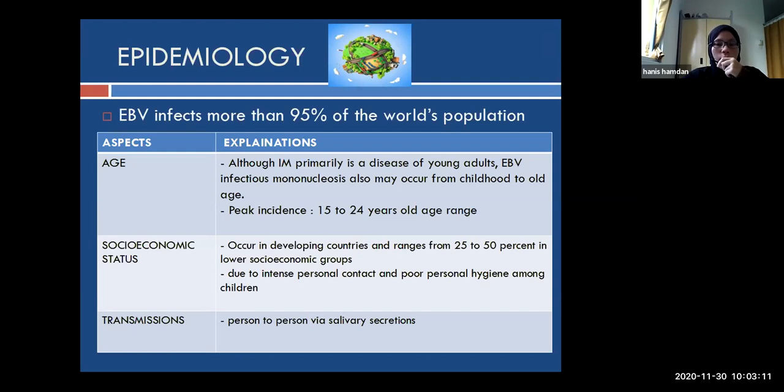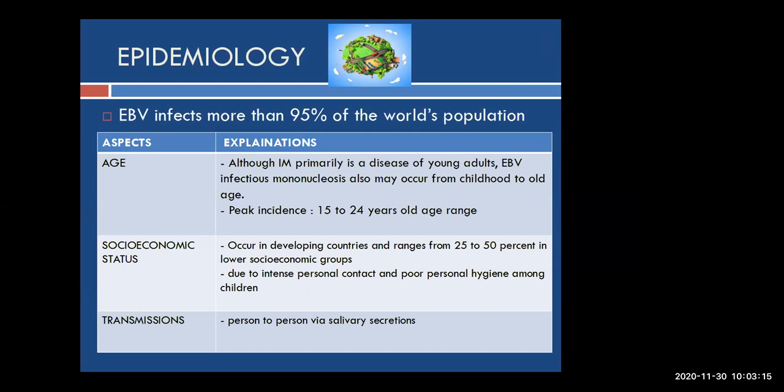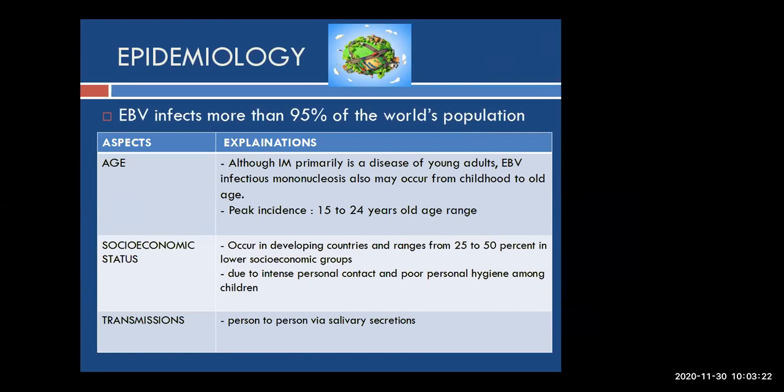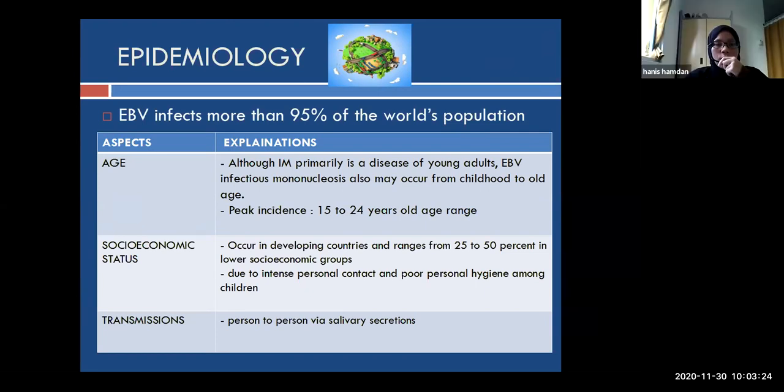As for transmission, infectious mononucleosis is transmitted from person to person via salivary secretions. It can also be transmitted via sexual intercourse. But for children, it is transmitted via salivary secretions.